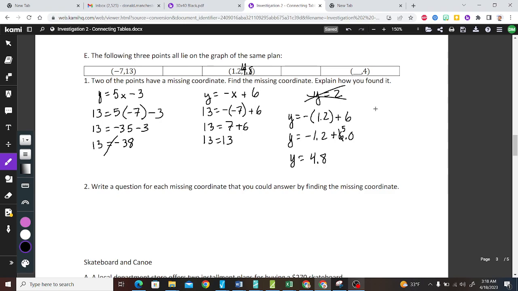Then over here, we had 4 equals -x plus 6. Subtract 6 from both sides. That equals -2 equals -x. We divide both sides by -1, and x equals 2.